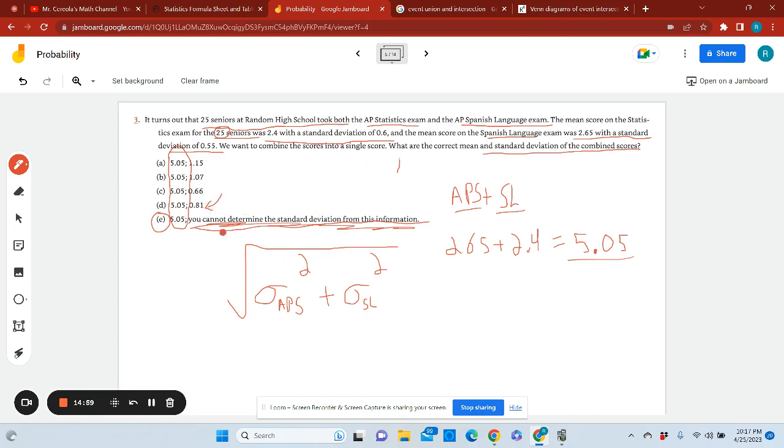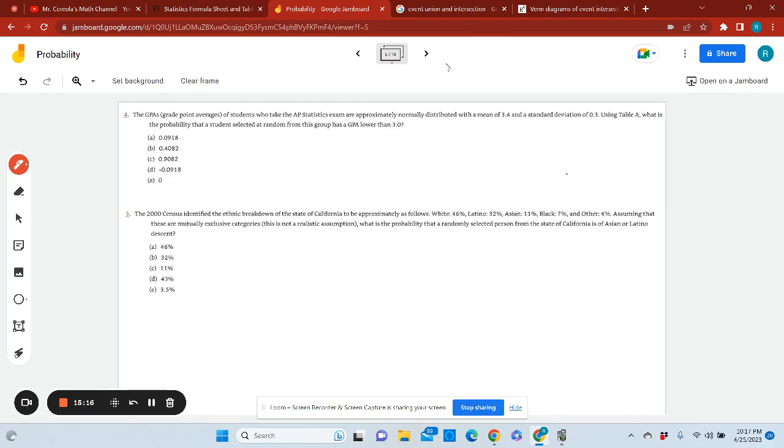So that's kind of a trap answer because they want you to say that you need independence. I don't love this question, and generally "you can't determine" is usually not an answer choice on an exam. In my experience, it's usually not the correct one, but in this case it is.